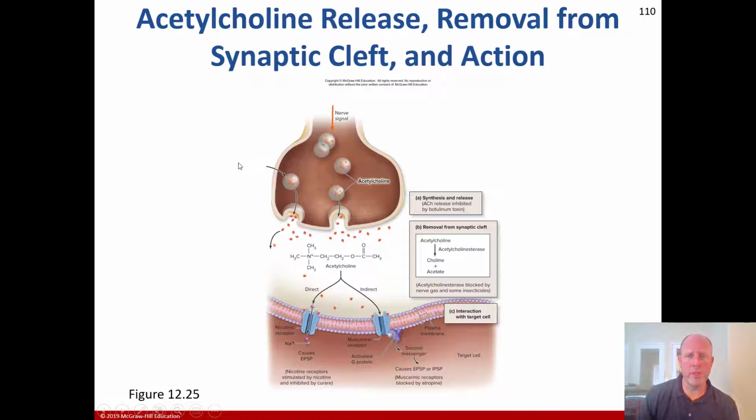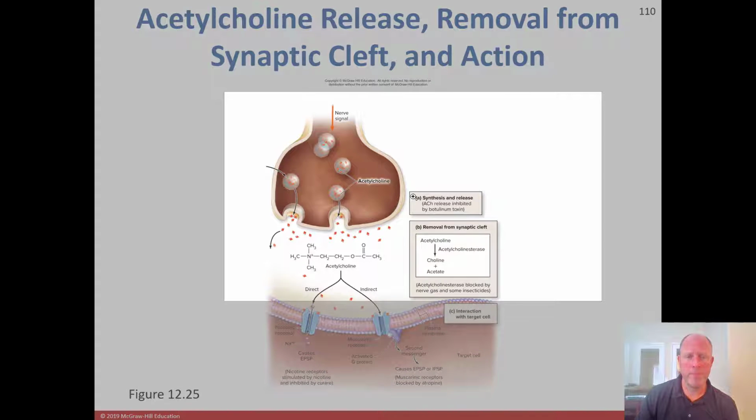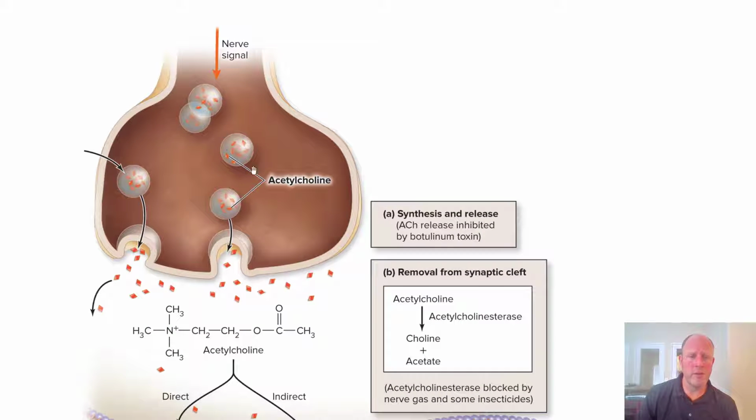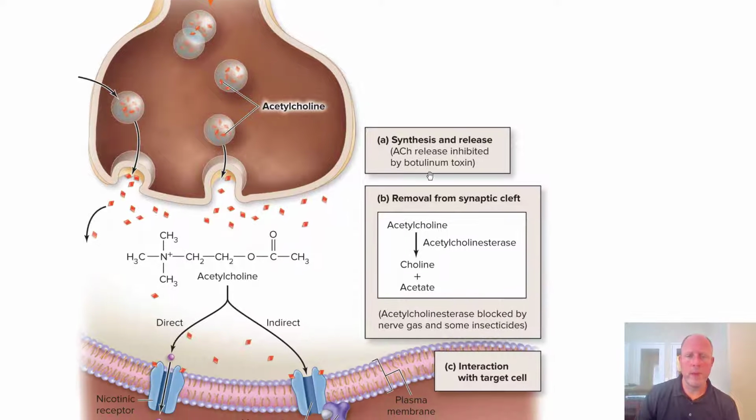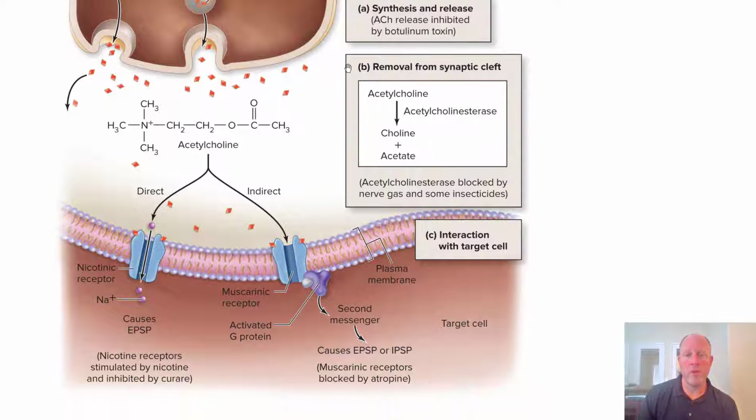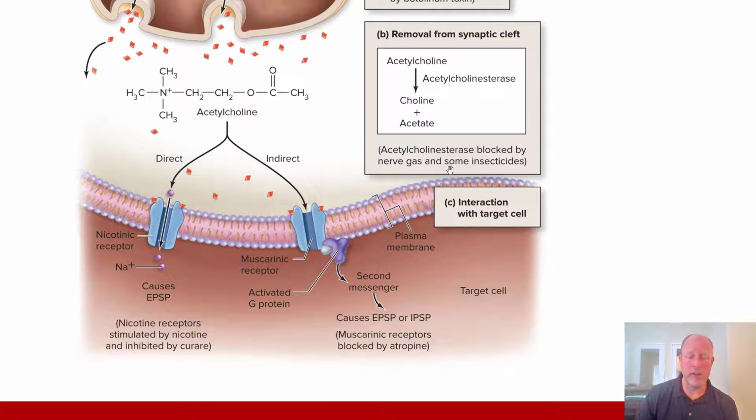So with our acetylcholine release and removal from the synaptic cleft and its action, we've got our nerve signal, and we have our acetylcholine in the synaptic vesicles here. We have synthesis and release. The ACh release is inhibited by botulinum toxin. Remember, calcium had to initiate the release of acetylcholine from our synaptic vesicles here. But for removal from the synaptic cleft, to get rid of that acetylcholine, acetylcholine is broken down by acetylcholinesterase, and then we get choline and acetate. And acetylcholinesterase is blocked by nerve gas, and some insecticides can play a role with this, affecting it.